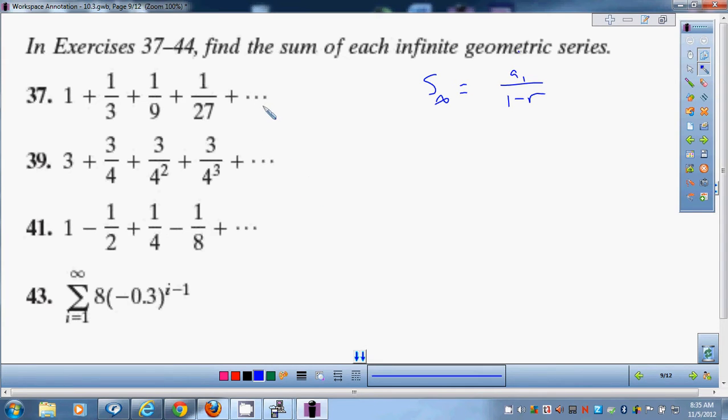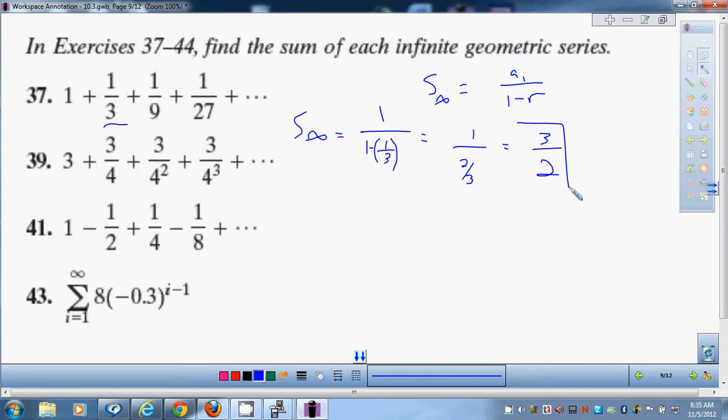So, let's look at 37. What's my r value? 1/3. Very good. Any term divided by the previous. So, it's less than 1. I can find the infinite sum. S sub infinity will be a sub 1 divided by 1 minus your r value. And there you go. So that's 1 divided by 2/3. Flip and multiply. And that's the same as 3/2. The sum of that infinite sum is 3/2.